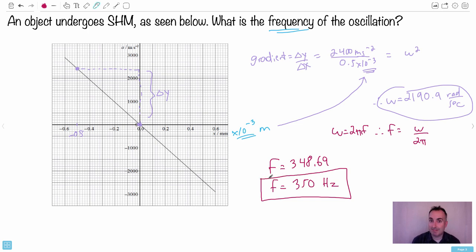So this is actually really fast. Think about it. That's 350 times per second. This is a very fast oscillation. But that's okay, it's allowed to be. So can you see how we can solve this? It looked really tough at first, didn't it?